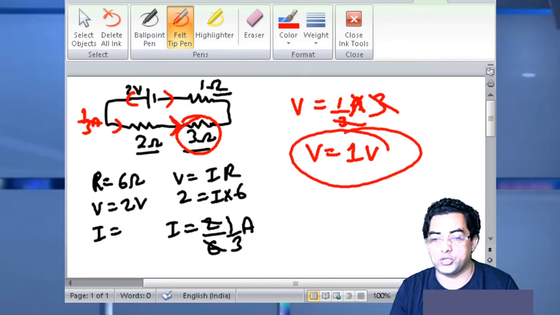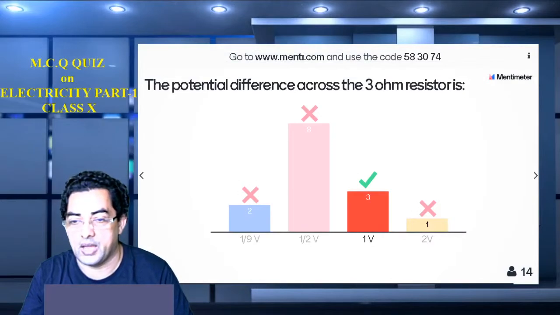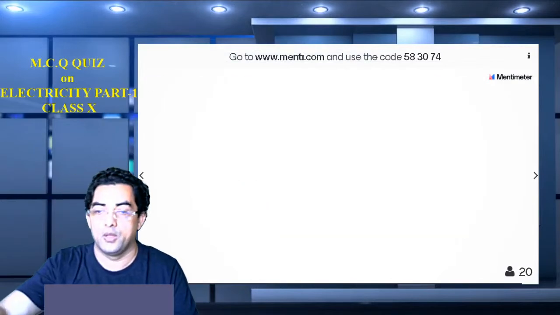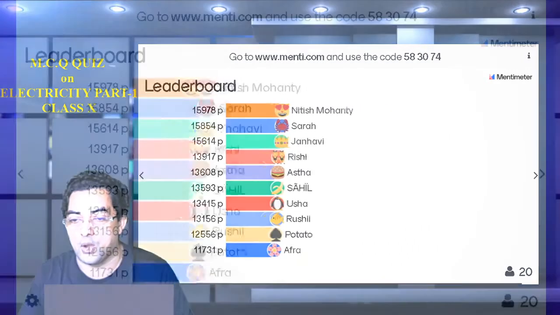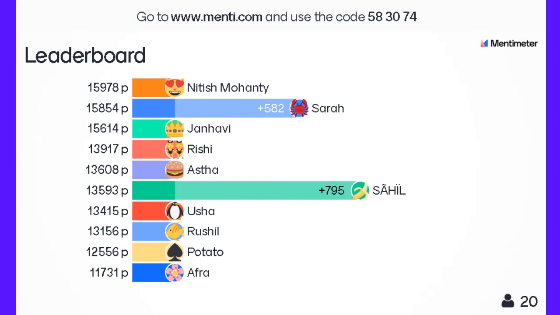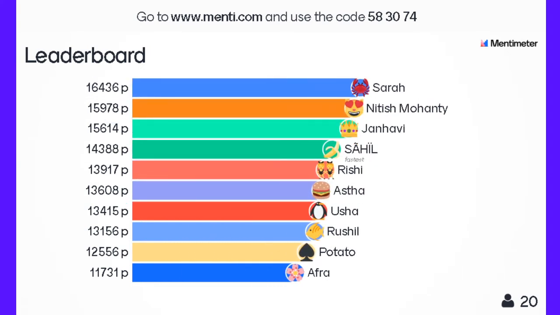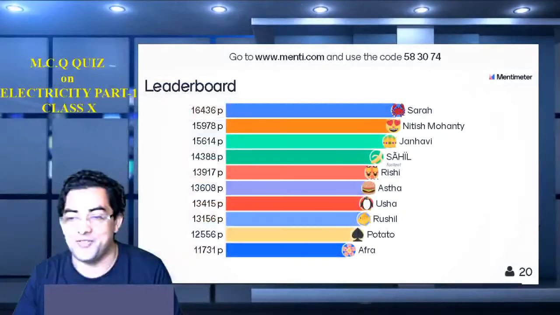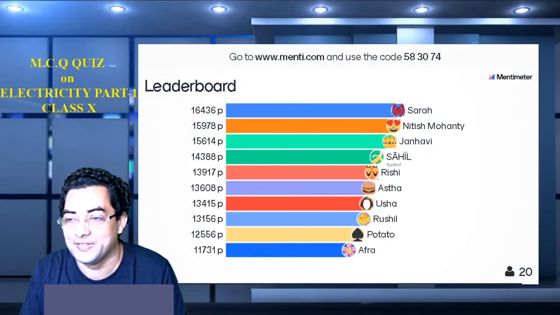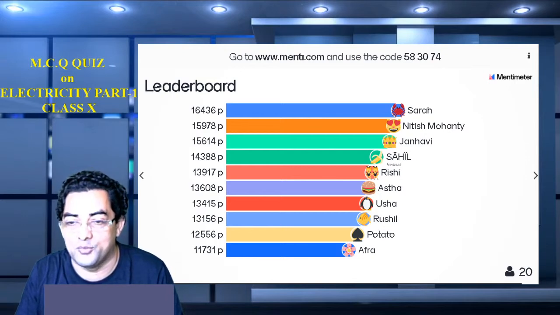So pretty simple question. Let's move on to the next question, guys. Before that, let's see the leaderboard. Who is on top right now? Okay, so the scene must change now. Sarah has scored some points, Sahil has scored some points from here. The situation changes and we have got Sarah moving up, Nitish to the 2nd position, Janvi to the 3rd position. Let's quickly move on.